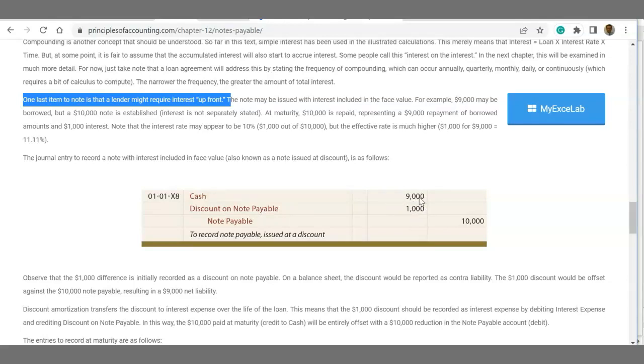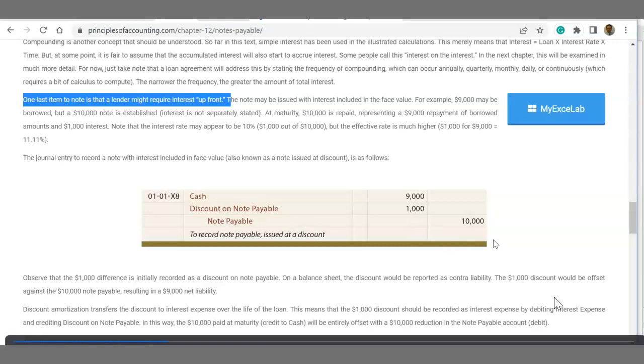So cash is a debit, and discount on notes payable, because it's not accrued yet, will be recorded as a debit. You cannot call this interest expense at the beginning, because it didn't accrue yet. You have to wait until every month passes by, and then that will be recorded as interest expense. At this point, you just record it as discount on note payable.